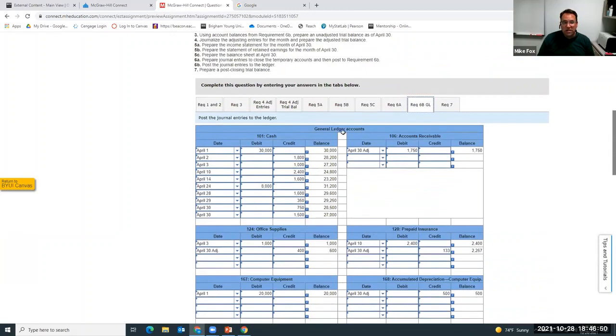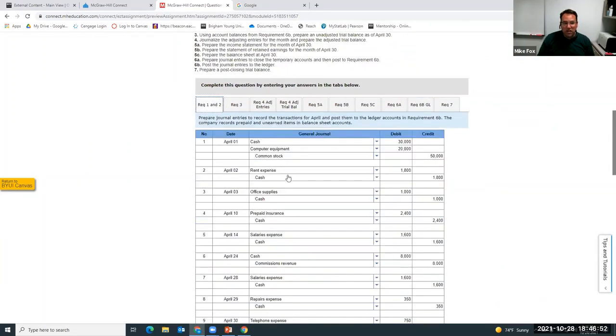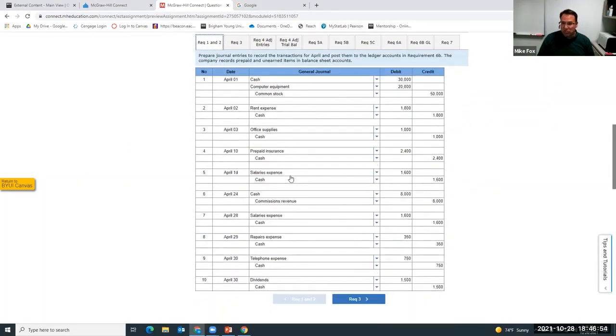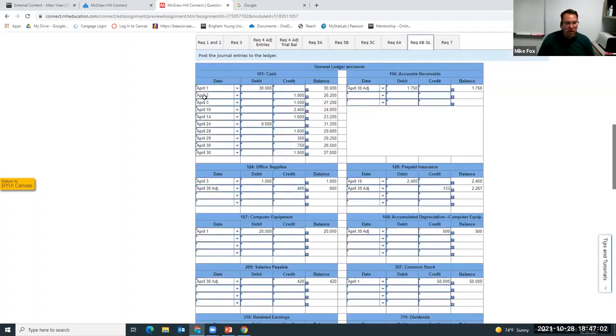Honestly, the easiest way to do this is to come back to these entries, take a picture of it with your phone camera or something like that, and then you'll have all of these entries over here. And then all you're doing is you're just recording each entry by day and giving the balance at that time.